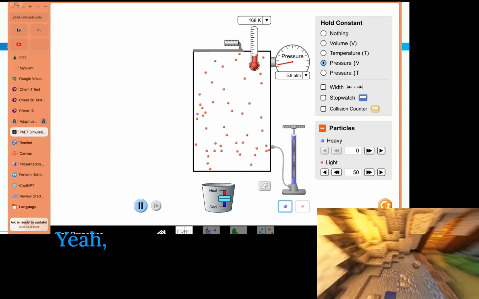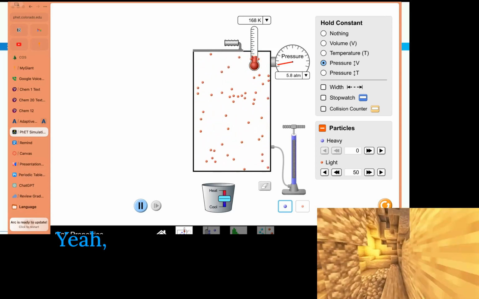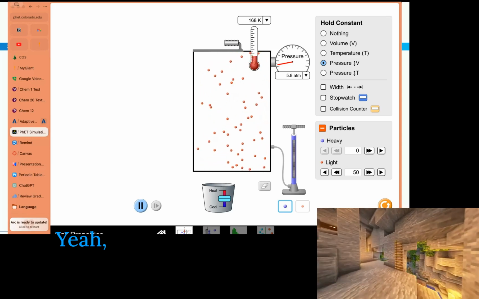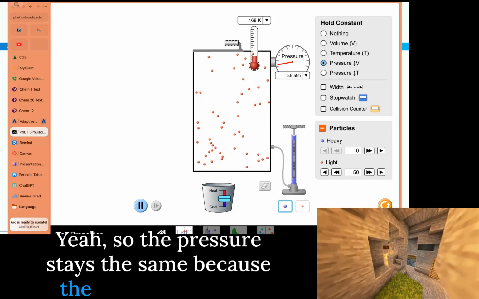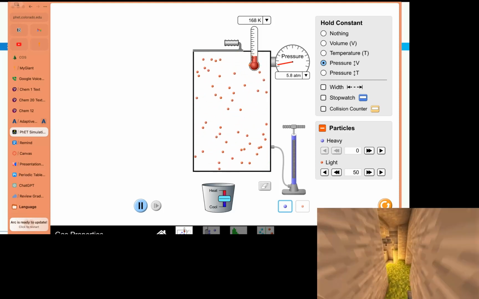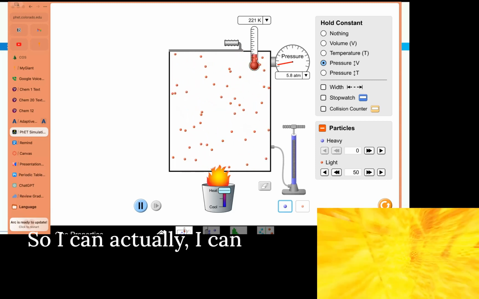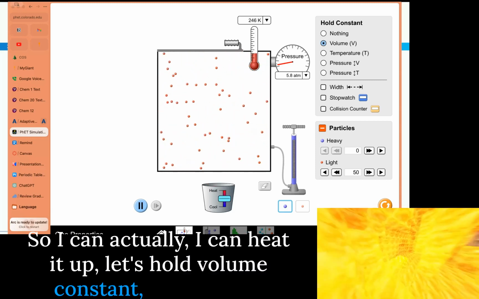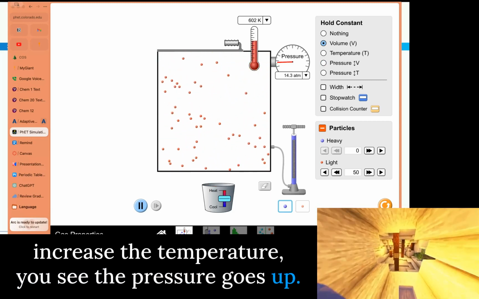So the pressure stayed the same because they are moving slower. Yeah. So the pressure stays the same because the volume changes. So I can heat it up. Let's hold volume constant. And now if I increase the temperature, you see the pressure goes up.